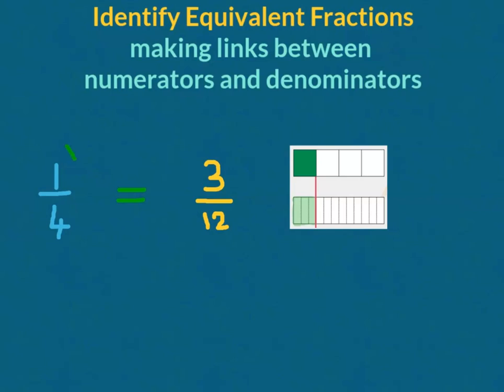1 multiplied by 3 will give us an answer of 3. 4 multiplied by 3 gives us an answer of 12. We can see that the numerator is 3 times bigger than 1, and the denominator is 3 times bigger than 4. The golden rule of finding equivalent fractions: whatever operation is carried out to the top, to the numerator, must also be carried out to the denominator.